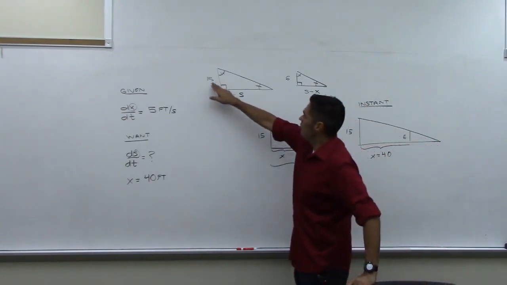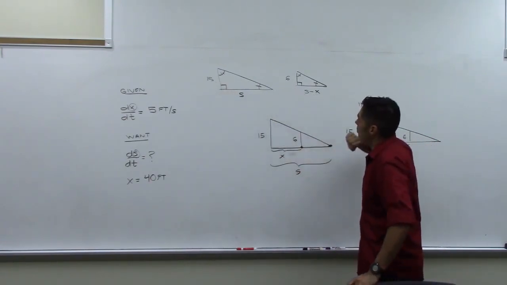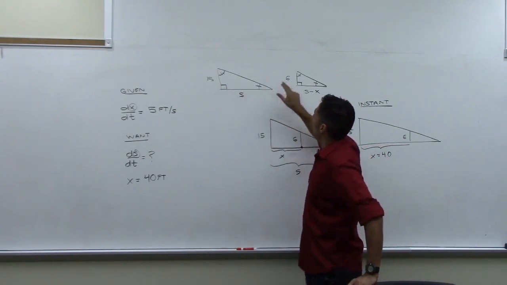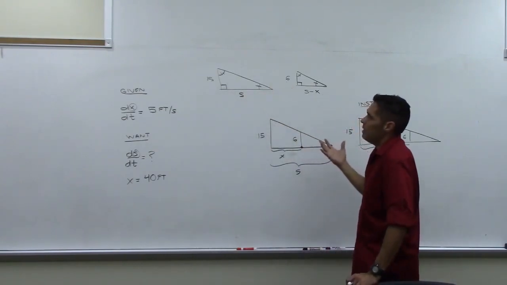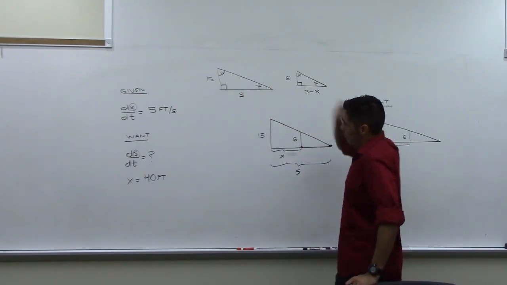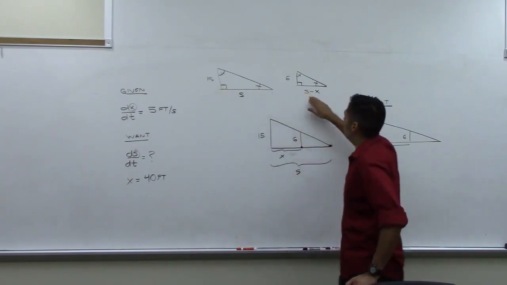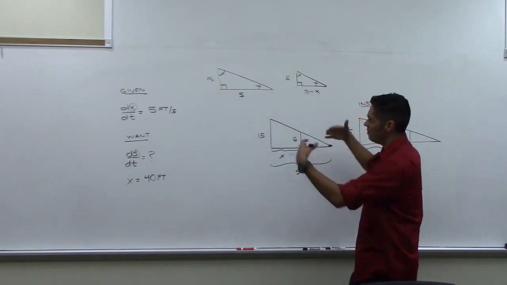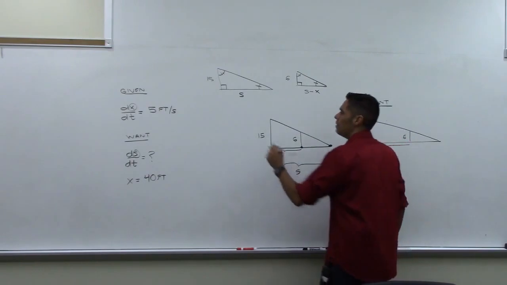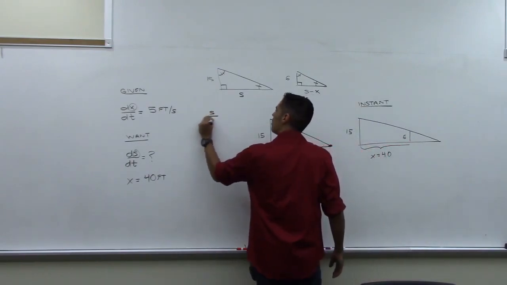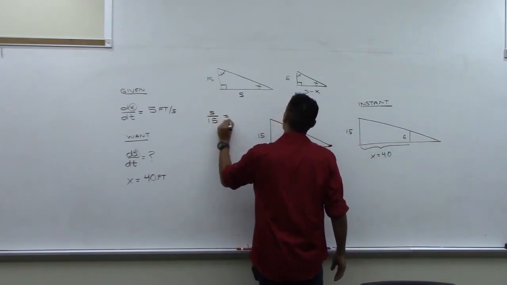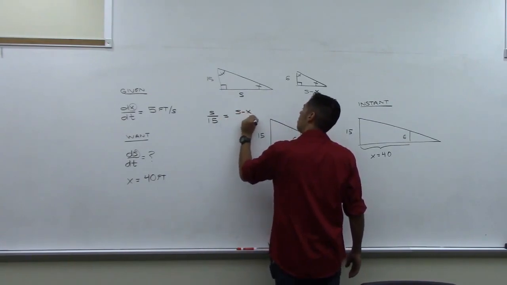I could do this over this must equal this over this. I could also say this over this is equal to this over this. It's really up to me. I'm going to do it this way. I'm going to go s over 15 is equal to s minus x over 6, because I want to keep my variables on top. So I'm going to say s over 15 must equal s minus x over 6.